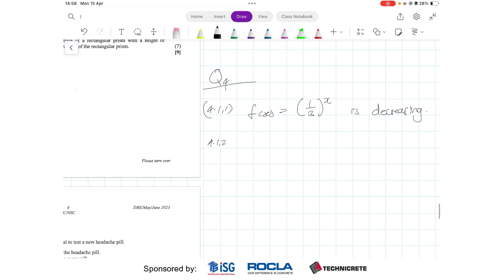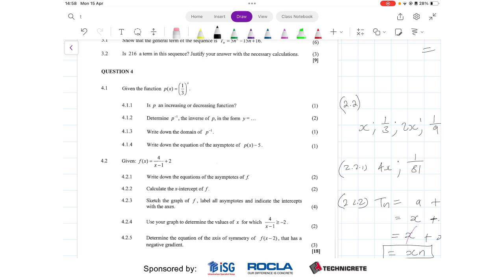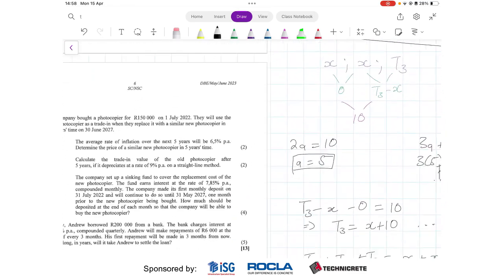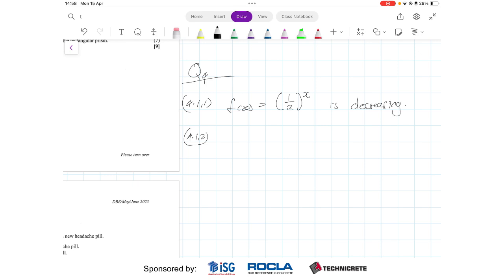4.1.2. Let's look at the question. Determine p to the minus 1, the inverse of p, in the form y equals. That should be already obvious to you what you must do. The first thing you do, obviously, is just write down your equation, y equals 1 over 3 to the power x, right? Now, here's the beautiful thing about such questions. They allow you to play around with the variables.